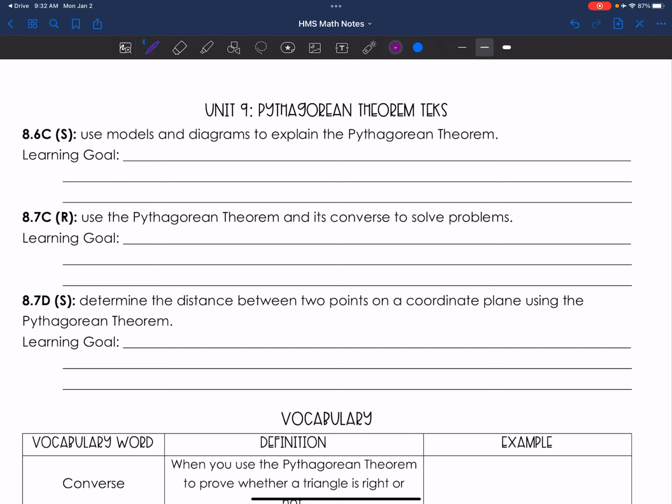Now, I'm going to abbreviate Pythagorean theorem by saying Pythag, because it's just shorter. I mean, you try saying Pythagorean theorem five times fast. It is a tongue twister.